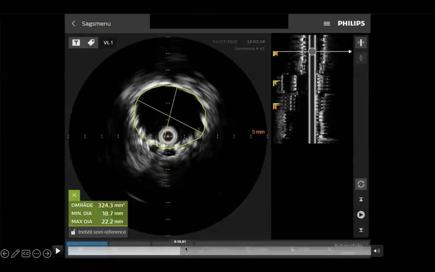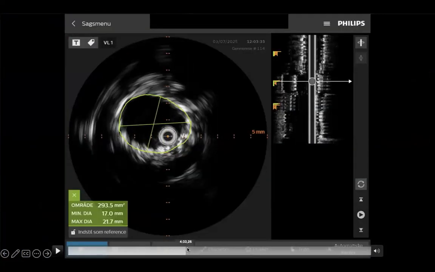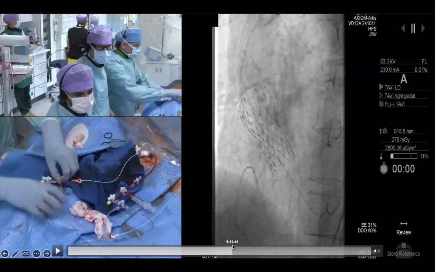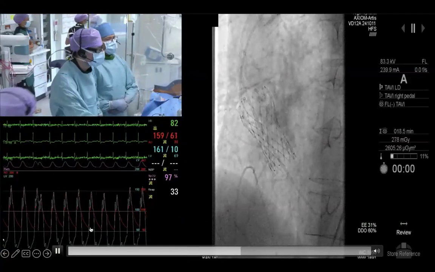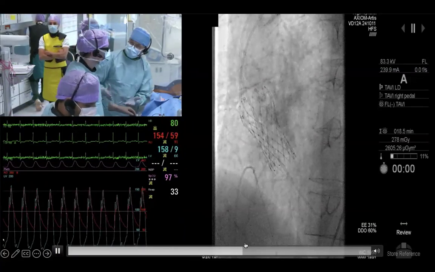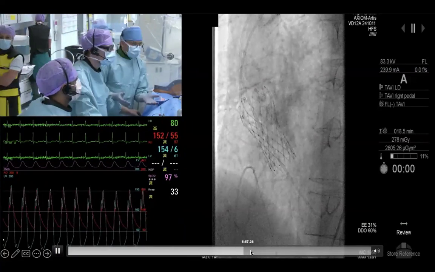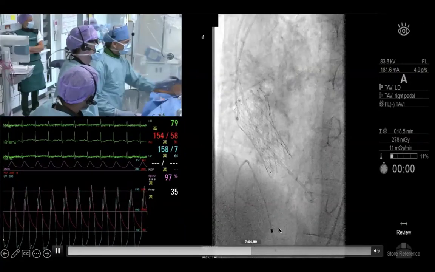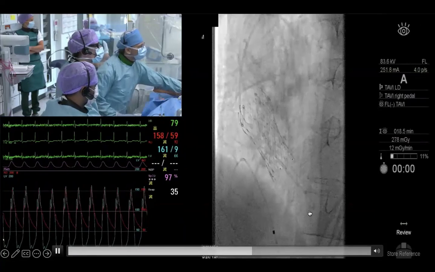That's cool. Here we do a new IVUS. We see then that there is better expansion of the valve. And I'll show you the final result here. Hemodynamics looks really great here. There is no gradient. There is good end diastolic separation between the left ventricular and the aortic pressure curve. And then here, this is the contrast injection I want to show you still.